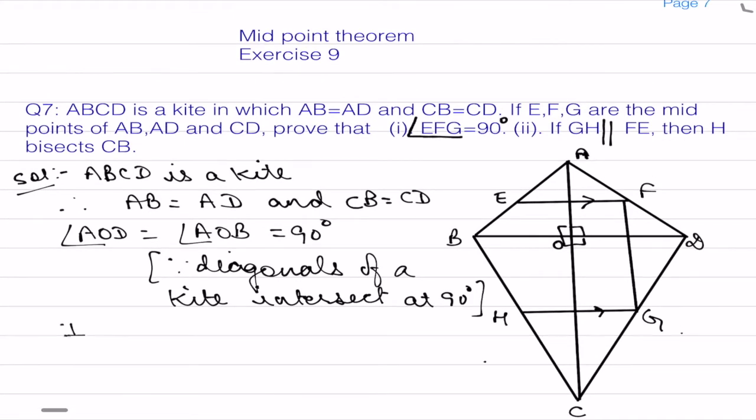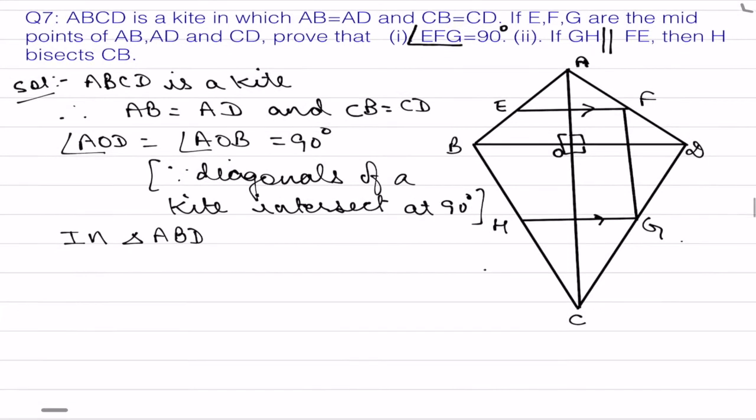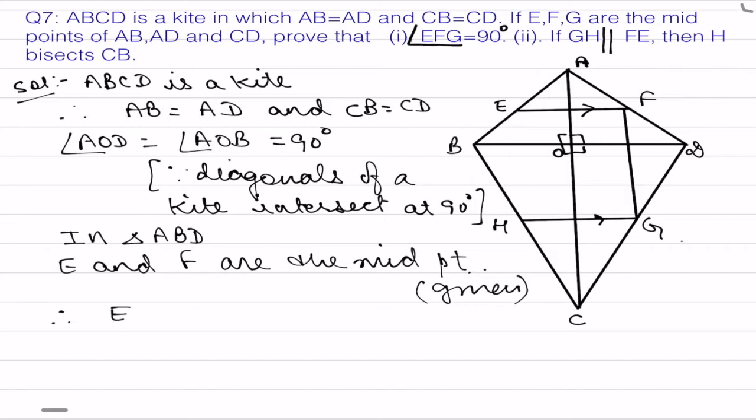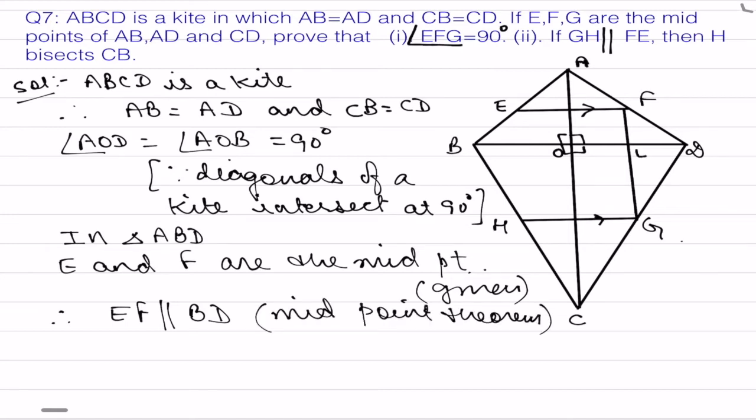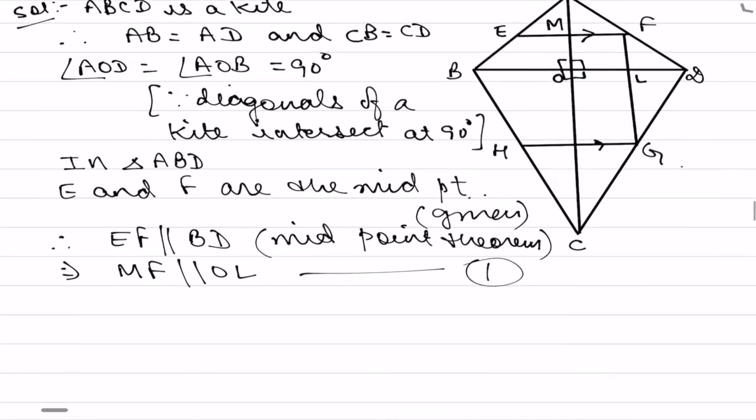Okay, now we can see that in triangle ABD, E and F are the midpoints that they have given. Therefore, by midpoint theorem, EF is parallel to BD. We'll take this point as L and this point as M. Now EF is parallel to BD. That means MF is also parallel to OL because this is a small portion of the parallel lines. So this is your equation number 1.